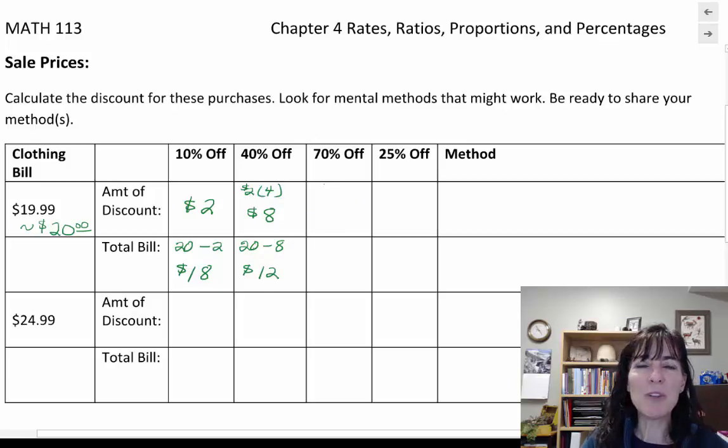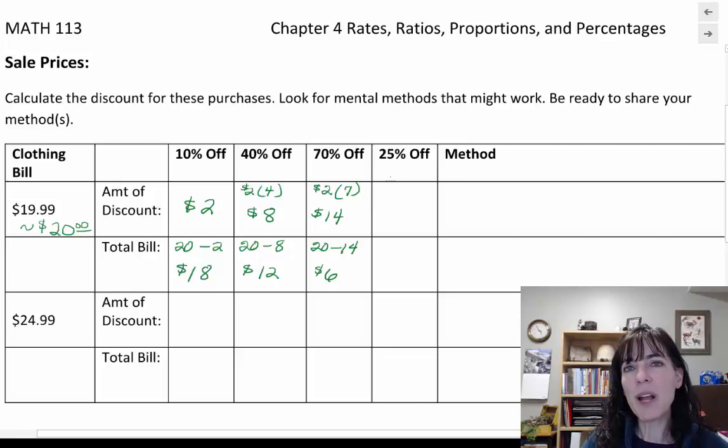70% off, it's the same deal. Find the 10% value first, which we already did. 10% off is $2. I'm doing 70% off. That's 7 times more than the 10% off. So I multiply by 7. So that's going to be $14. A $14 discount from a $20 item is going to be 20 minus 14, which will give me a $6 item. So I love 70% off.